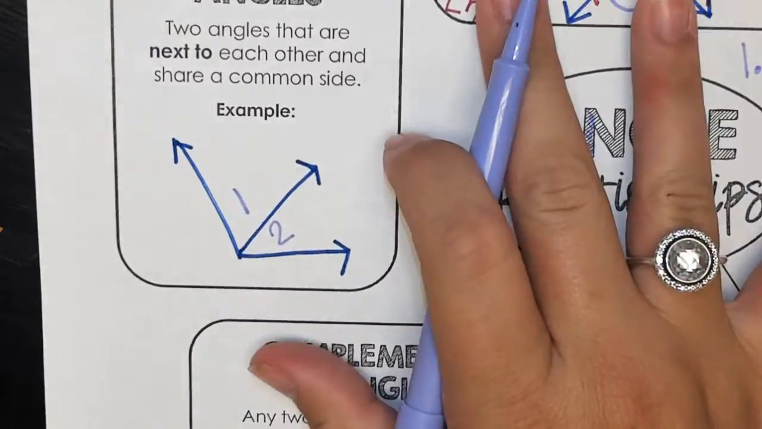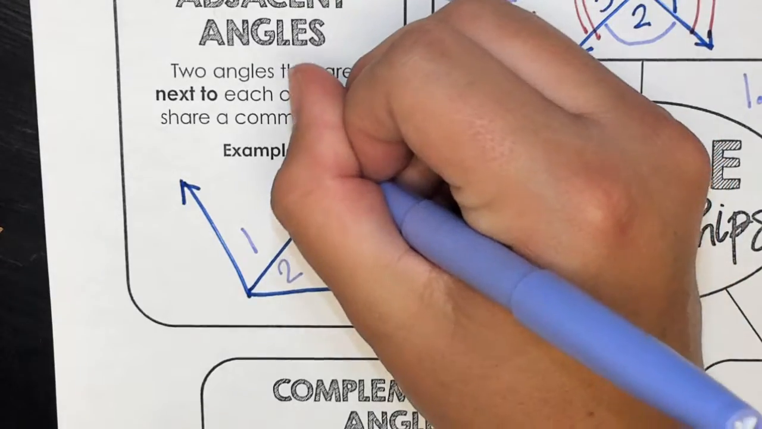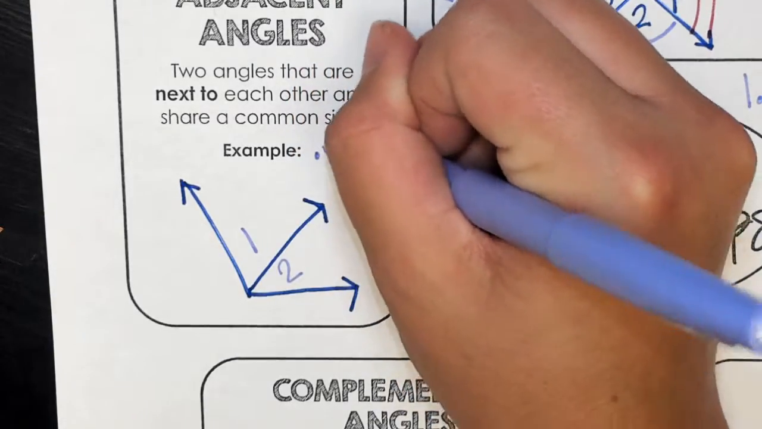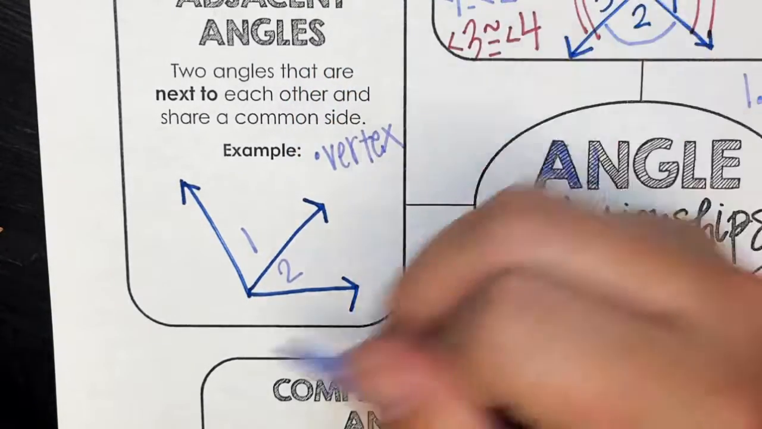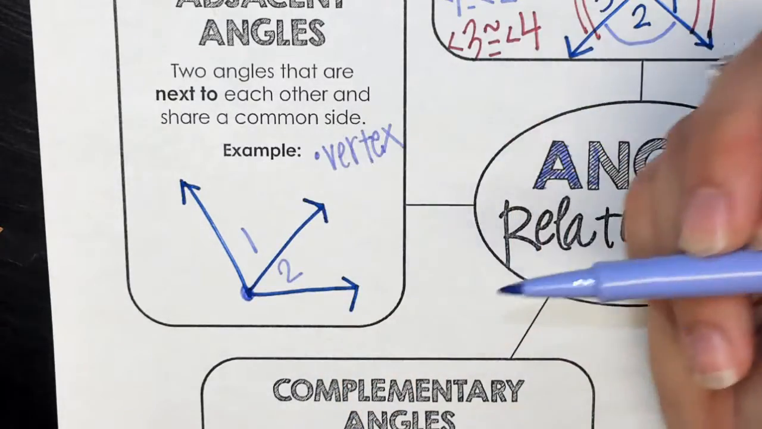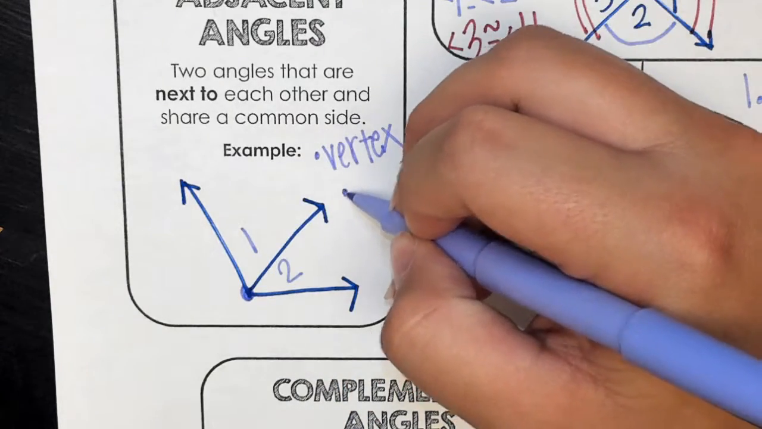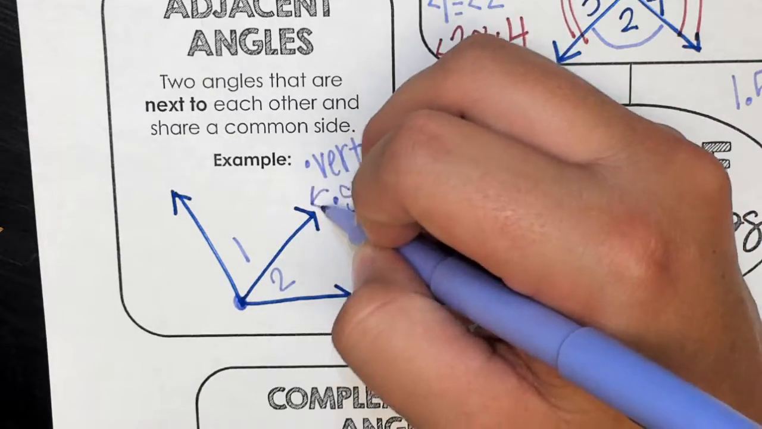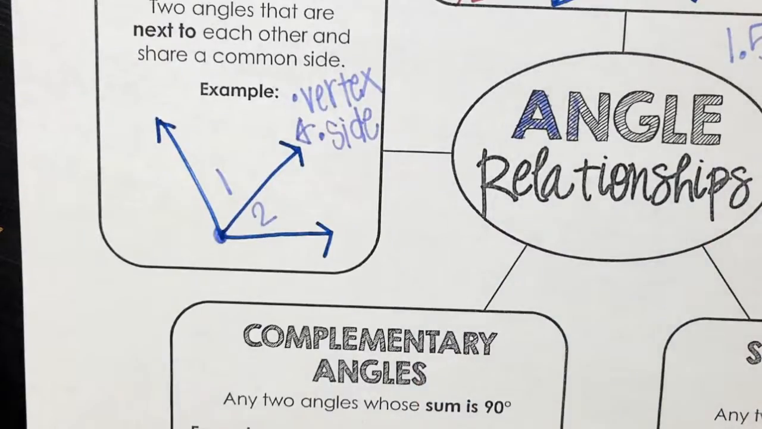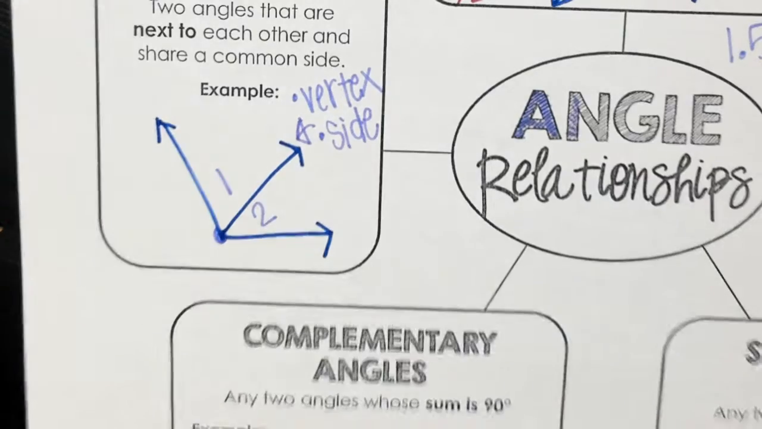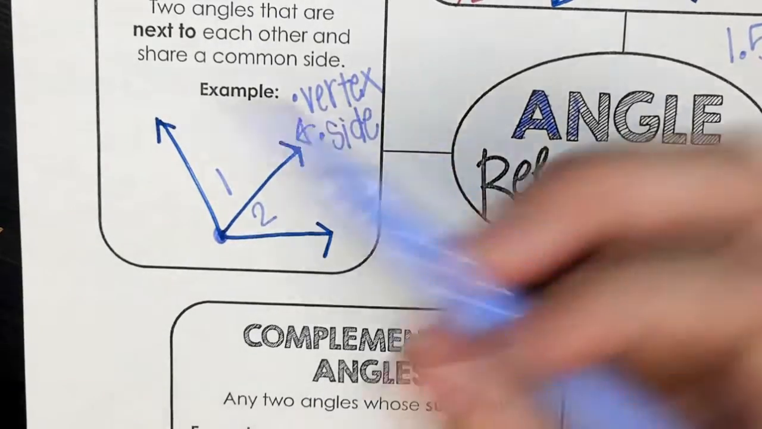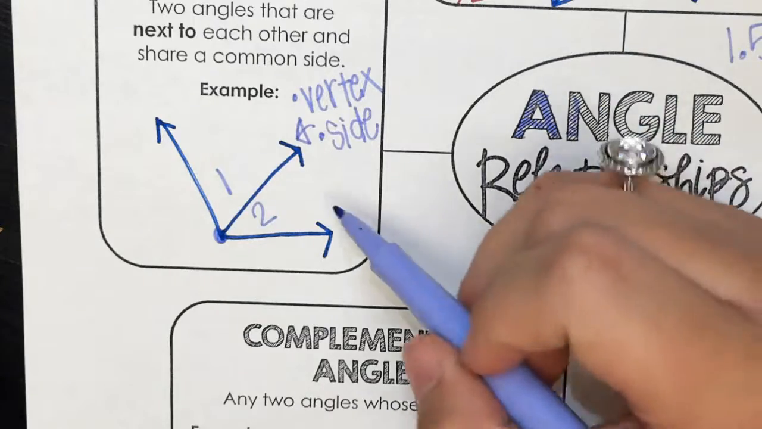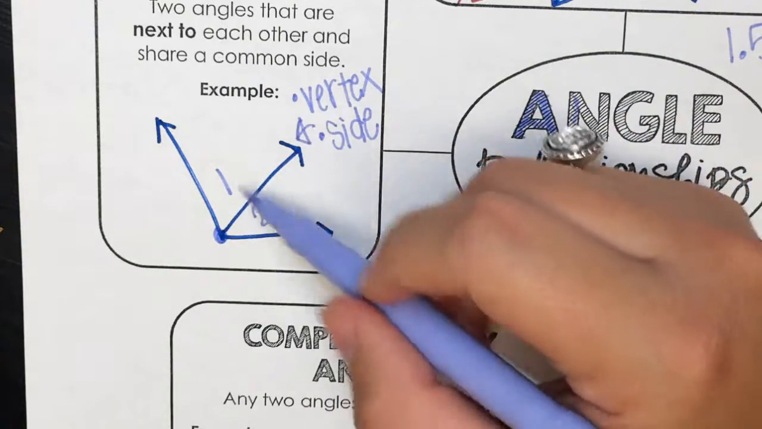Here's the thing adjacent angles have in common. They have a common vertex. Both of them have the same vertex. And they also have one common side, which is this one in the middle. They both share that ray. So they're two angles that are right beside each other. Think of them as neighbors. They're always right beside each other.